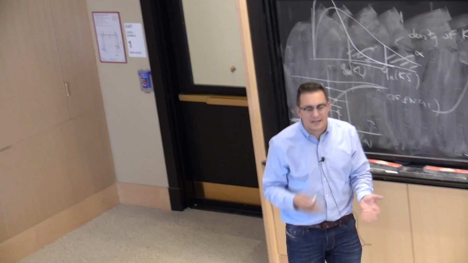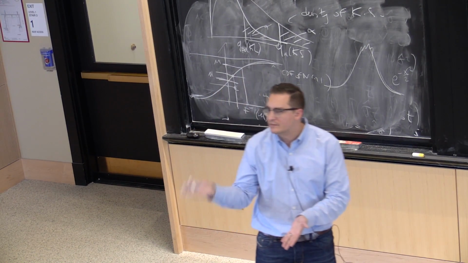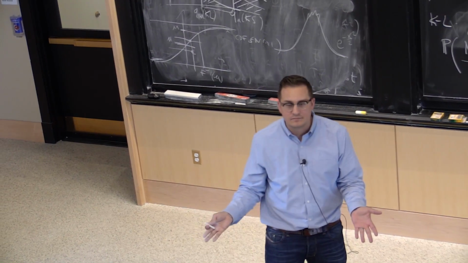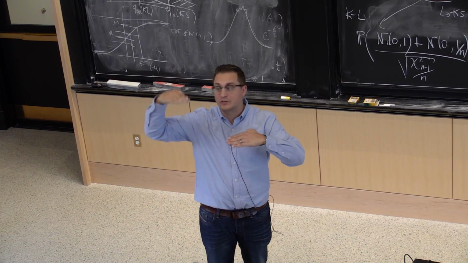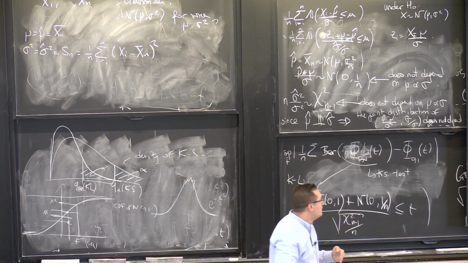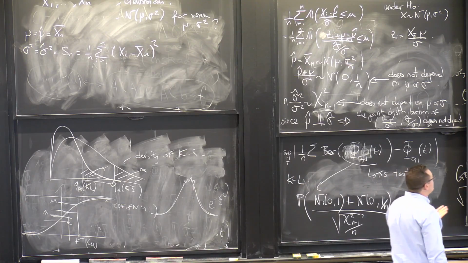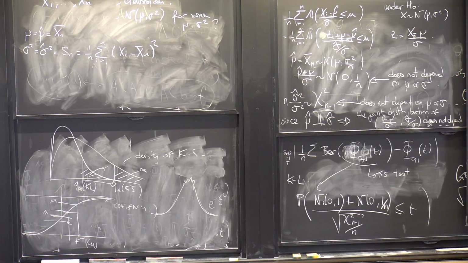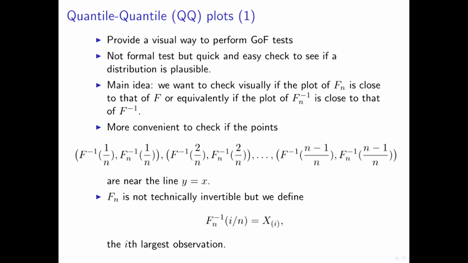And those values are exactly 1 over n, 2 over n, 3 over n, 4 over n, all the way to n over n. Right? That's exactly where the flat parts are. We know we jump by 1 over n every time. And so that's exactly the recipe. It says, look at those values, 1 over n, 2 over n, 3 over n, until, say, n minus 1 over n. And for those values, compute the inverse of both the empirical CDF and the true CDF.